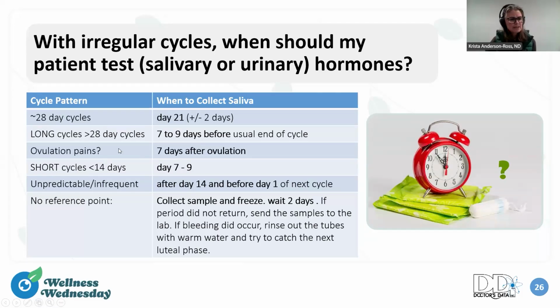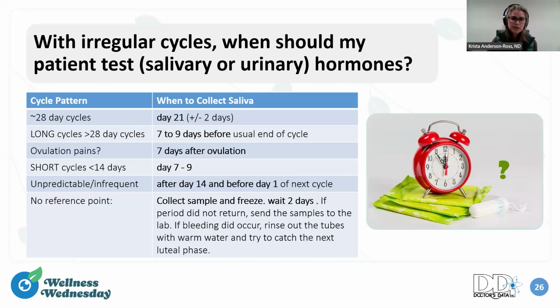With ovulation pains, you can collect about 7 days after ovulation. With short cycles that are less than 14 days, you want to collect on day 7 to 9. If it's an unpredictable or infrequent cycle, collect after day 14 and before day 1 of the next cycle, or before day 1 of bleeding.